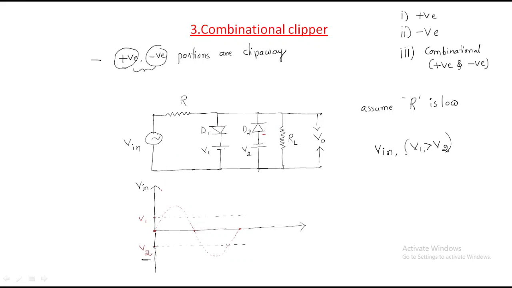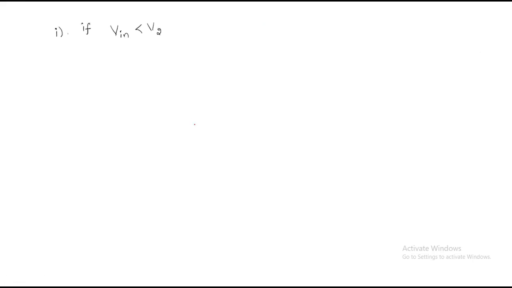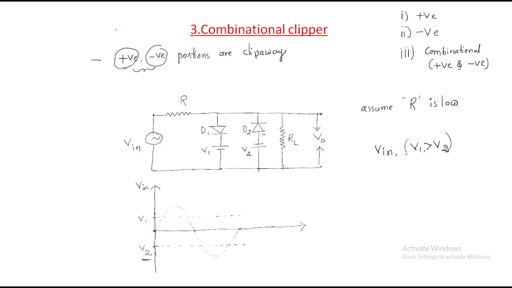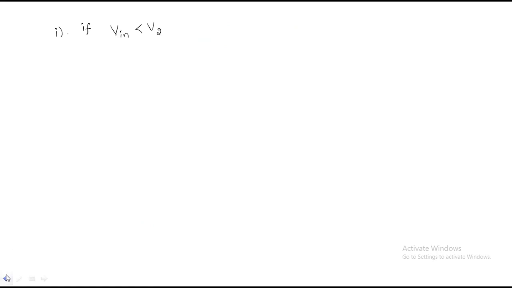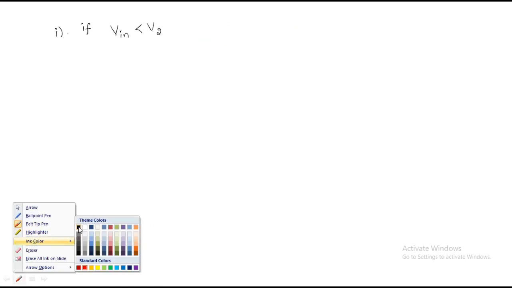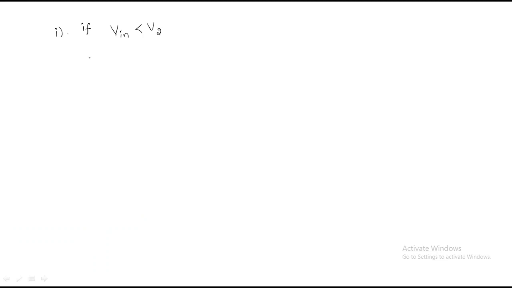Now we will draw the diagram to understand easily. For that purpose, if the input voltage is less than V2, then what happened? Here D2 is short circuited, write down that. Here D2 is short circuited, so I can write like this.